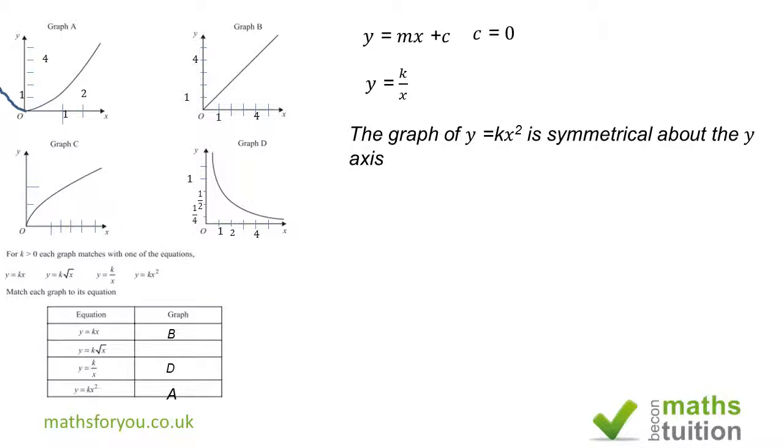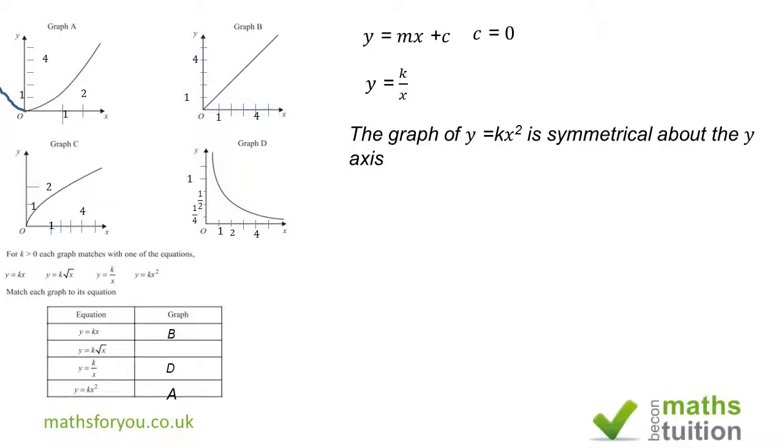Now for graph C, we can match that to equation y is equal to k times the square root of x, purely by elimination. But there is something else. When x is 4, square root of 4 is 2. When x is 1, square root of 1 is 1.